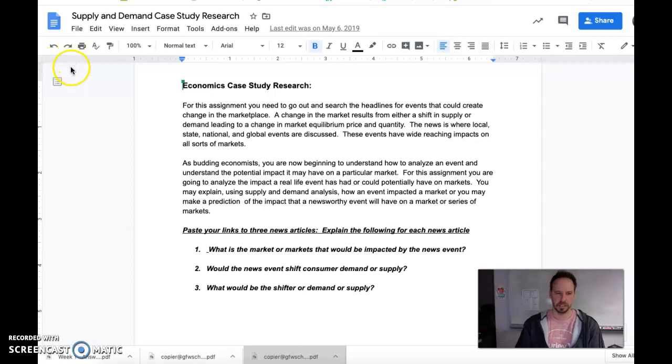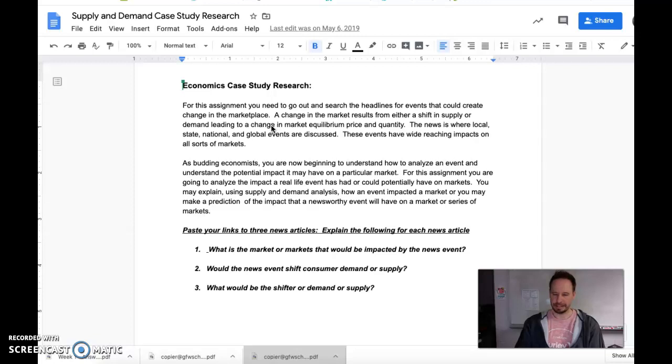All right, we're going to talk a minute here about the supply and demand case study research assignment. For this assignment, we're going to go out and search the headlines a little bit and look for actual changes in real world markets as they are happening. Remember, change in the market results from either a shift in supply or a shift in demand, and then we see this new change in equilibrium price and quantity.